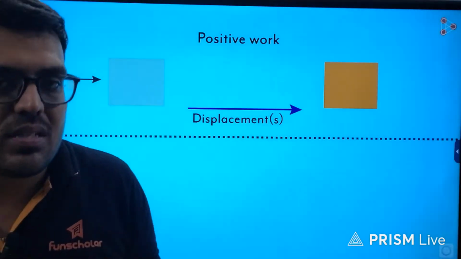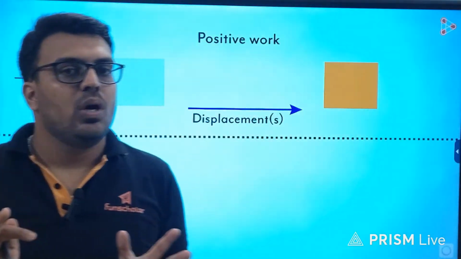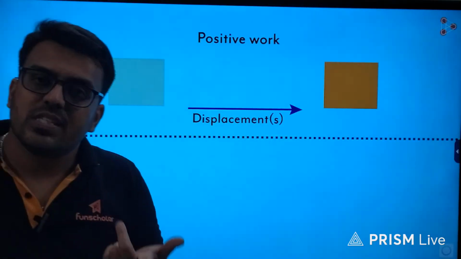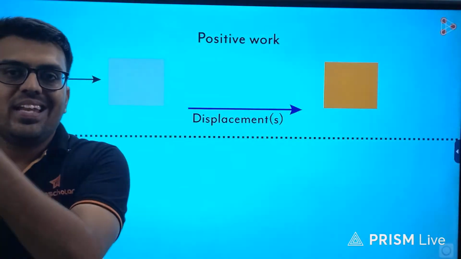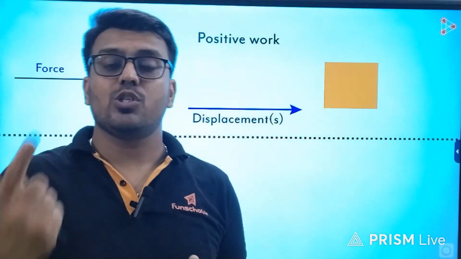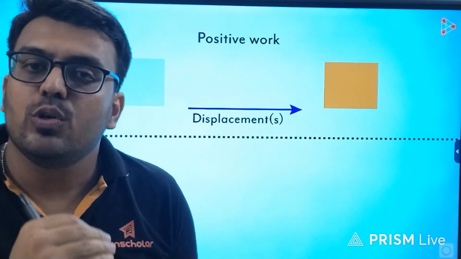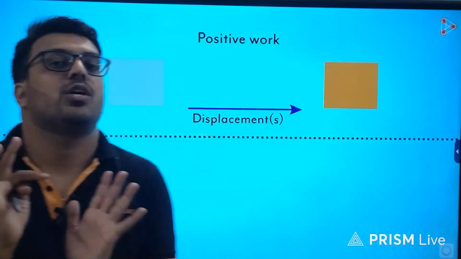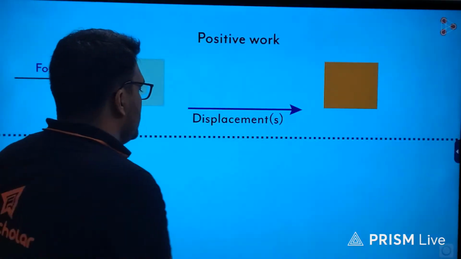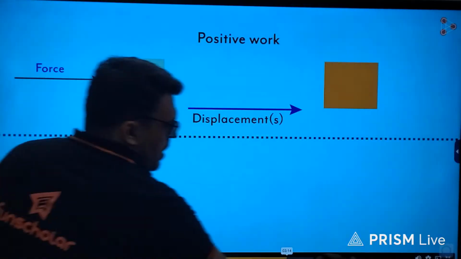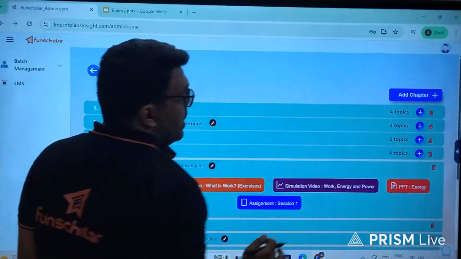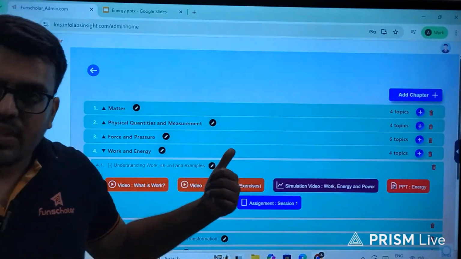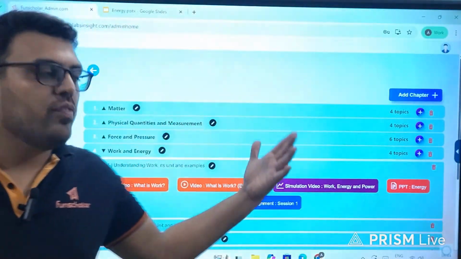And we have also discussed when work done is going to be 0. Work done is going to be 0 when F is 0, when S is 0, when the initial and final positions are the same, and also when the direction between force and the displacement is perpendicular. So these are the cases where we have defined and understood work in the form of questions, in the form of video, in the form of PPT.